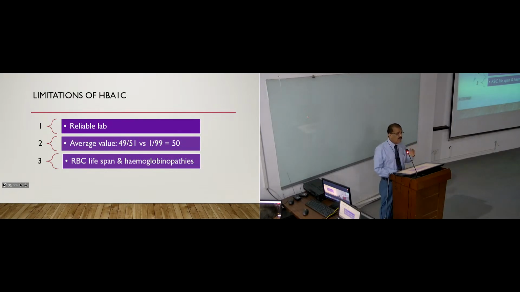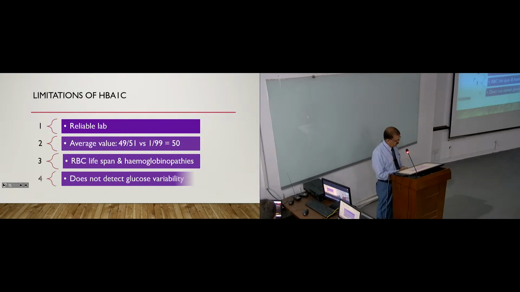And there are some nomograms available. You can correct the change for the given person. Another person who has recently received a blood transfusion, or has hemolysis, or vitamin B12 deficiency, there also I think A1C may not be very reliable. But if you know those conditions, you can make appropriate adjustments. It also does not detect glucose variability. It gives you the average.